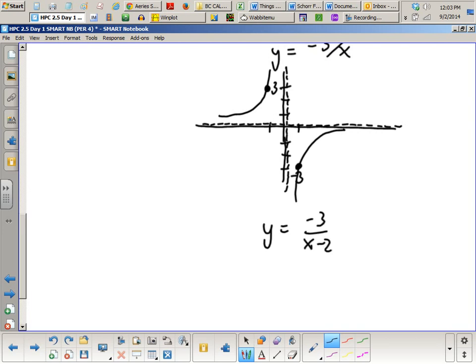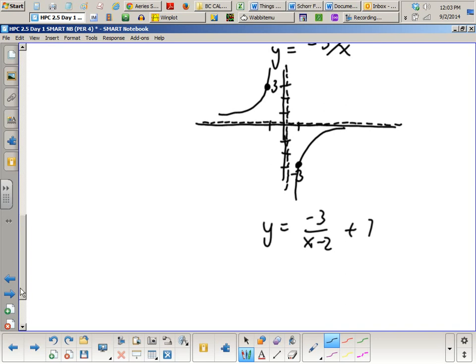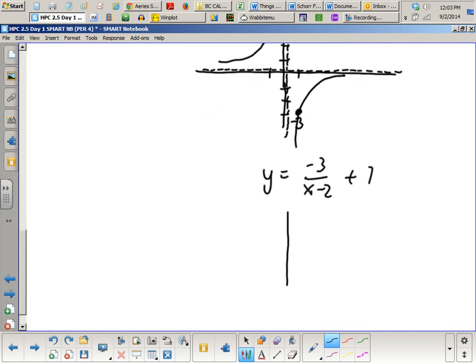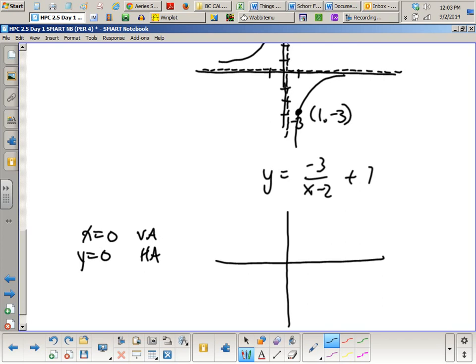Here's the right 2 and the plus 1 written in. So I want to remind you that these are the points we have kept track of so far. We have a vertical asymptote at x equals 0. We have a horizontal asymptote at y equals 0. We know that the point 1, negative 3 is of interest, and we know that the point negative 1, 3 is of interest. Okay? We've got to shift all of these things to the right 2 and up 1.